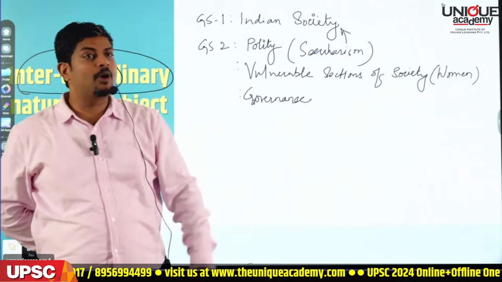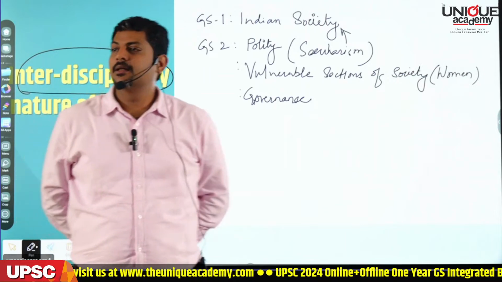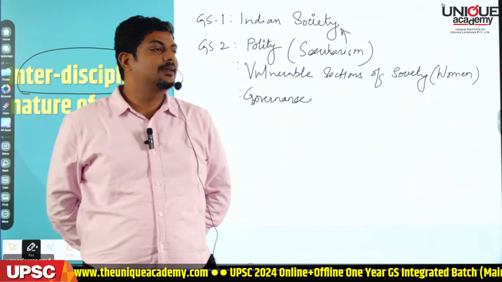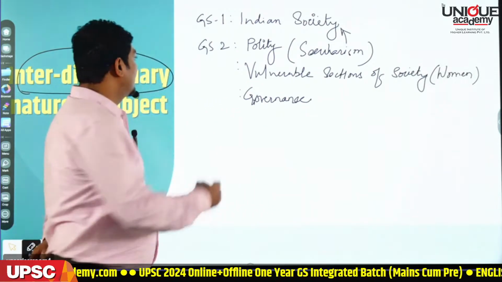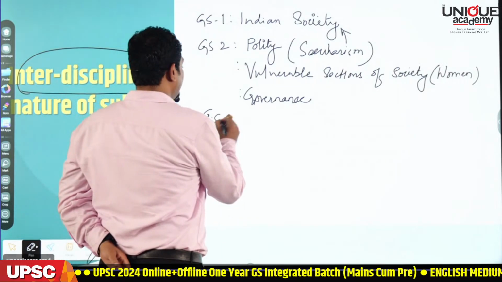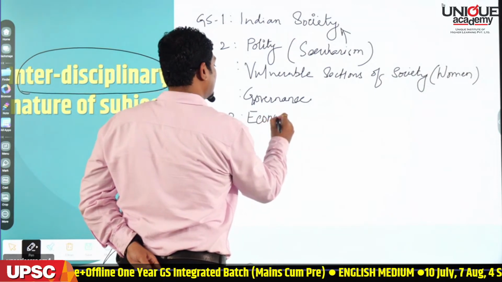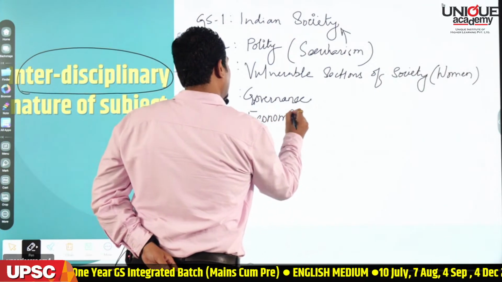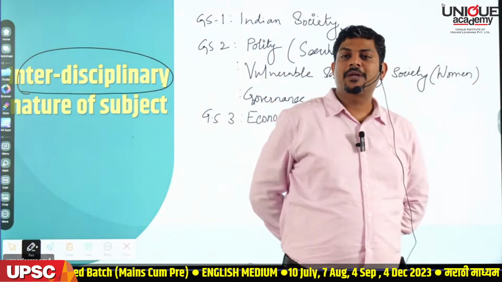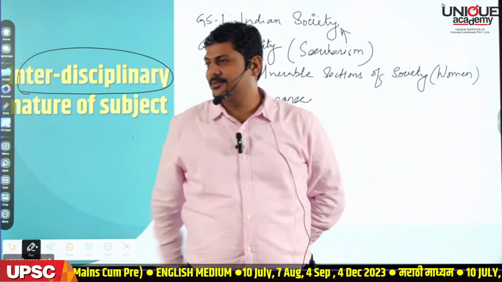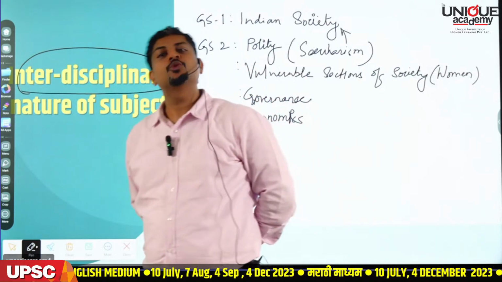Now let's try to think about a few more topics. For example, there was a topic called poverty and developmental issues. So can we say that the topic of poverty is connected to GS3? Please tell me. Economics. क्योंकि अगर आप जो देखोगे तो poverty as a concept is primarily connected to the economic dimension. तो देखो ना, गरीब किसको बोला जाता है? जिसके पास पैसा नहीं है उसको गरीब बोला जाता है.